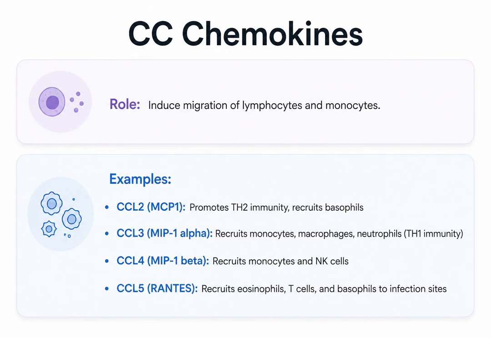Let's look at the CC chemokine family. These generally specialize in moving lymphocytes and monocytes around the body. For instance, CCL2 helps drive that Th2 allergy and parasite response we talked about earlier, while CCL3 leans more towards supporting a Th1 antiviral response by bringing in macrophages.